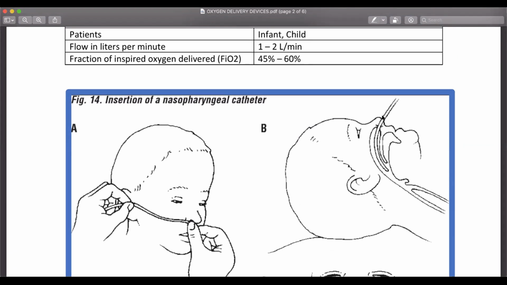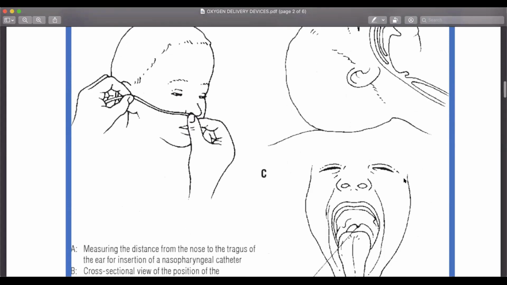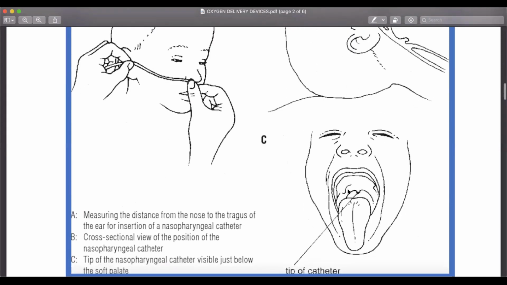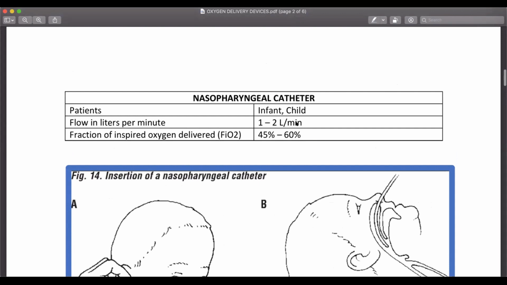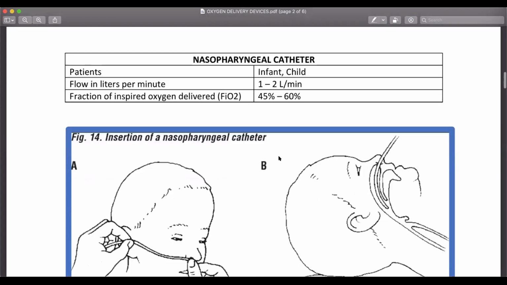You can see that it goes through the patient's nostril and goes down into the back of the throat, or hypopharynx, and is directed towards the trachea. So that's how oxygen is directed straight to the airway. And you can see this is the tip of the catheter if you were to look in the child's mouth. So again, this is a low flow system of 1 to 2 liters per minute, but because the flow is directed towards the trachea, you can actually get an FiO2 of 45 to 60%. Again, nasopharyngeal catheters are used in infants and children.